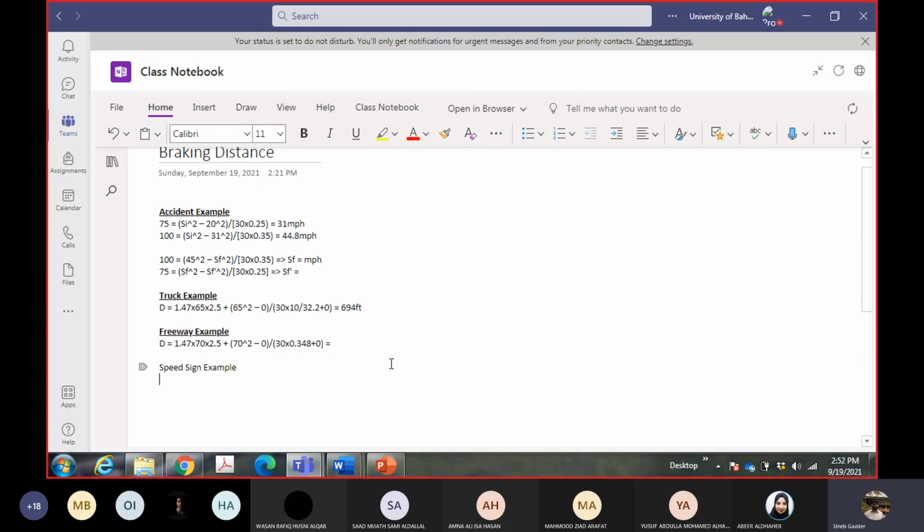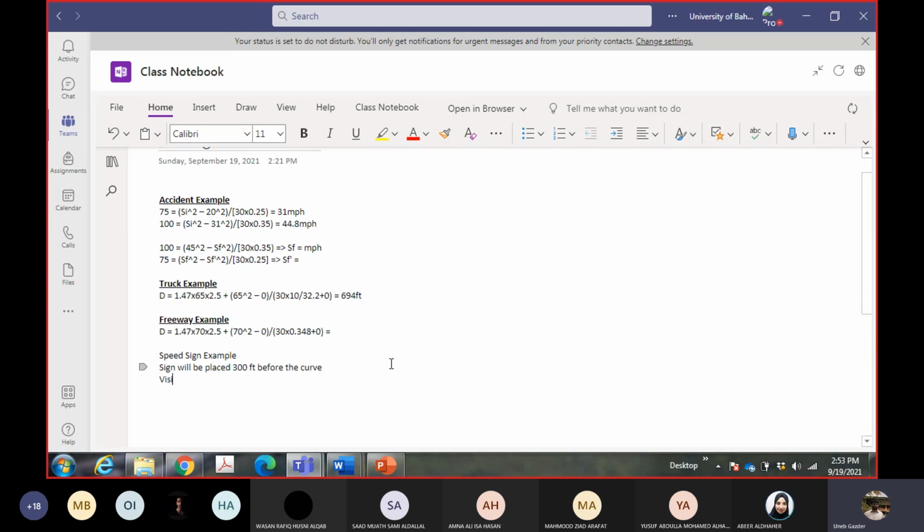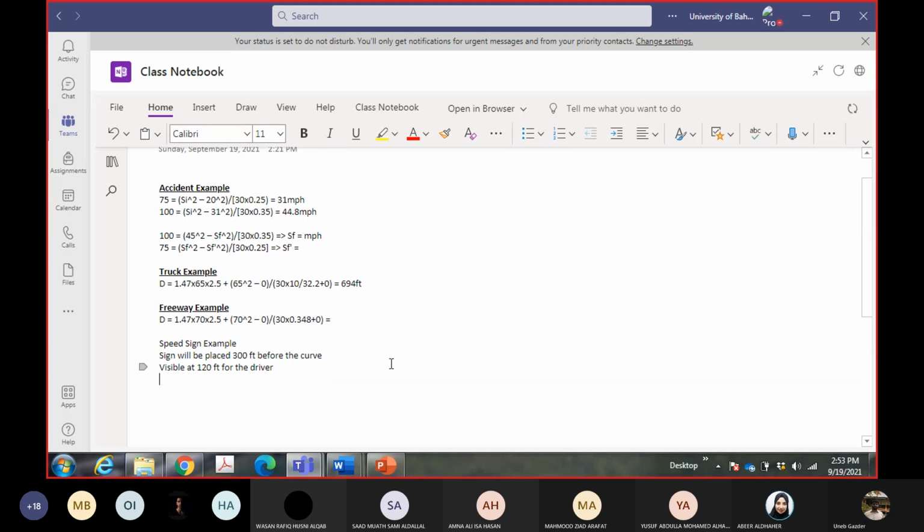Let's say they are telling me that we will place the sign 300 feet before the curve. The sign is visible at 120 feet. I'm not changing this value for the run. The sign is already there. Now they are asking me the speed on the curve.